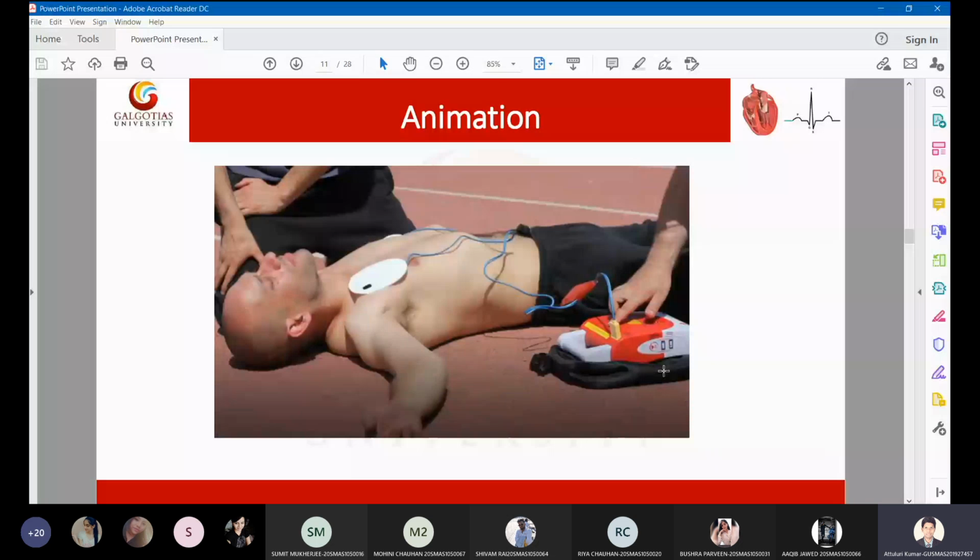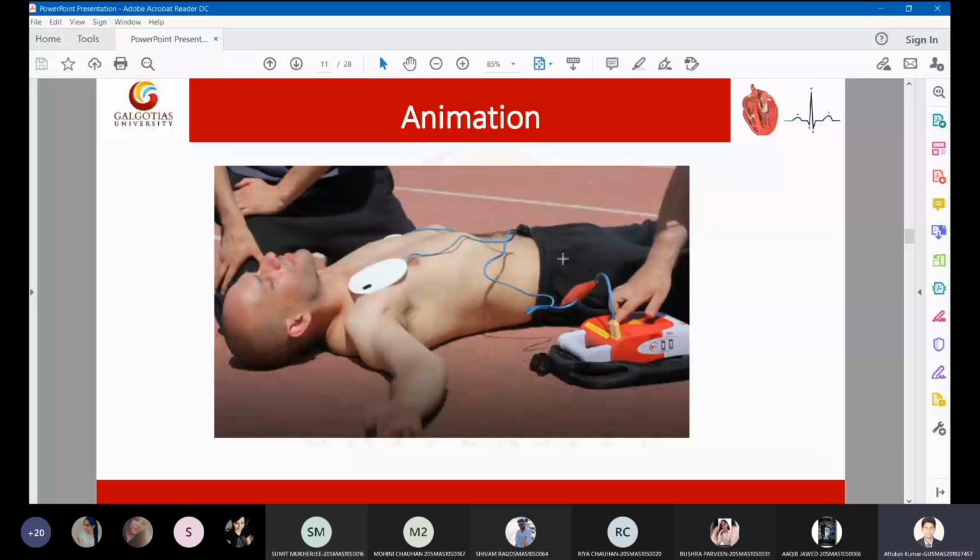So we will place 2 electrodes, one electrode on the right shoulder and another electrode on the bottom left rib cage, and we will start the AED. Before giving electricity to the patient, we need to ensure that the patient is lying on the ground, there is no water on the ground, and the floor is not wet.